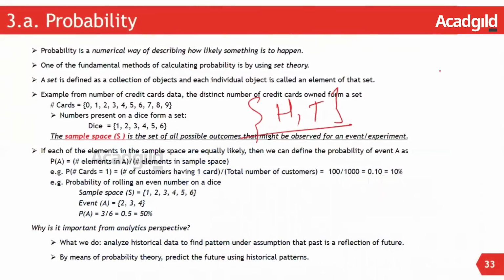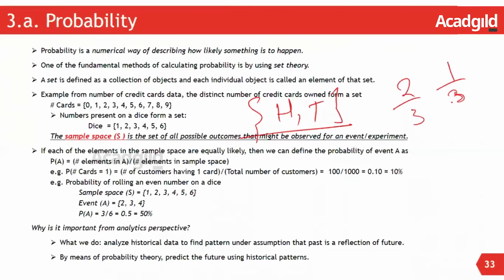Suppose instead it's a biased coin, biased more towards head. Say the probability of head is 2/3. What do you think will be the probability of tail? It will be 1 minus 2/3, that is 1/3. That is the classical view of probability. Either this happens or that happens.